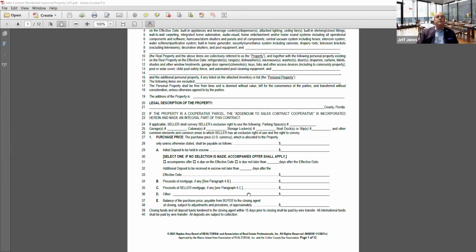As we move down to lines 24 to 26, if there are numbers on those parking spots, or on the garage, or a cabana, or the boat dock, or the storage lockers, make sure you include those, especially if you're the buyer. You want to make sure that parking spaces A101 and 102 are going to convey with the property.